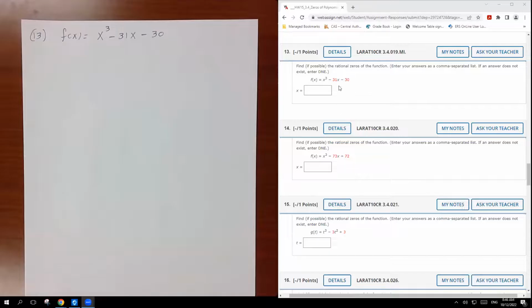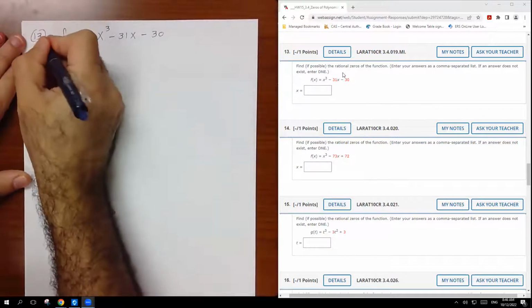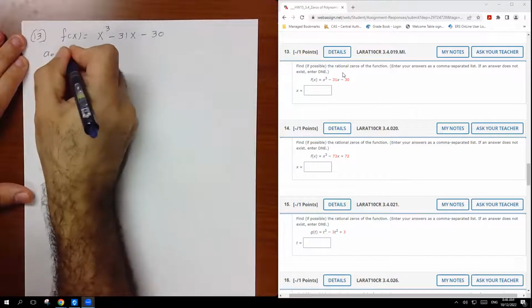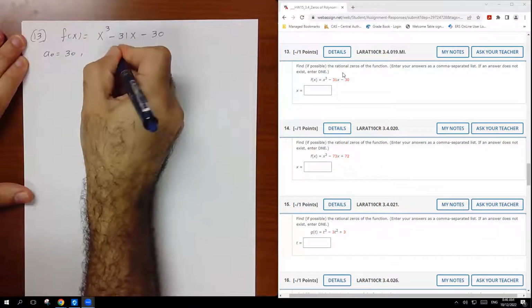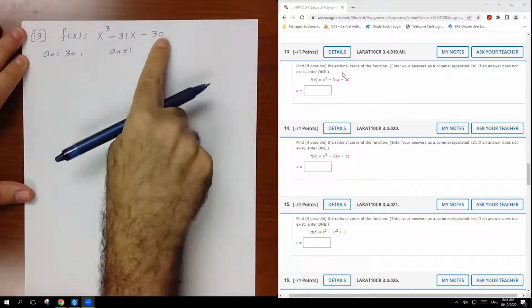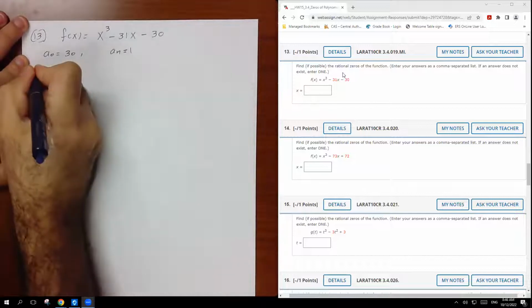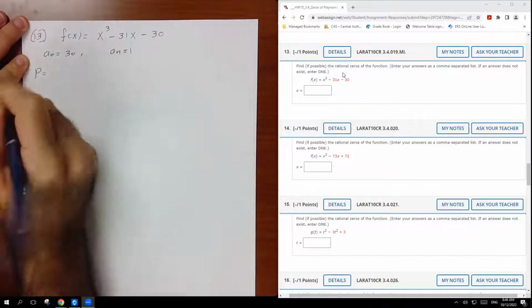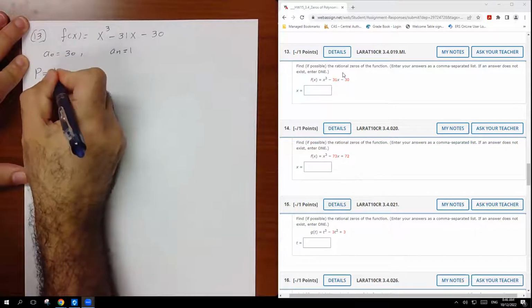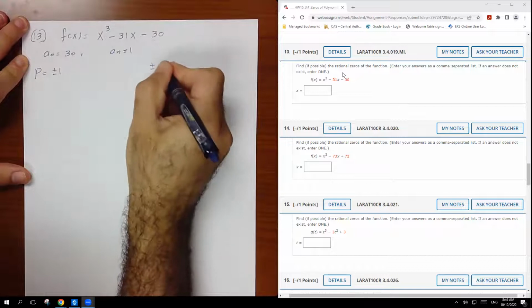In this example, they ask you to find the rational zeros, not the possible zeros, but always the first step, you have to find the possible zeros. So this is always the first step. You're going to say A0 equal 30 and AN equal 1, with the leading coefficient 1 and the constant 30. Now P is going to be equal to the factors of A0, which is the 30. So it's plus or minus 1 and plus or minus 30.